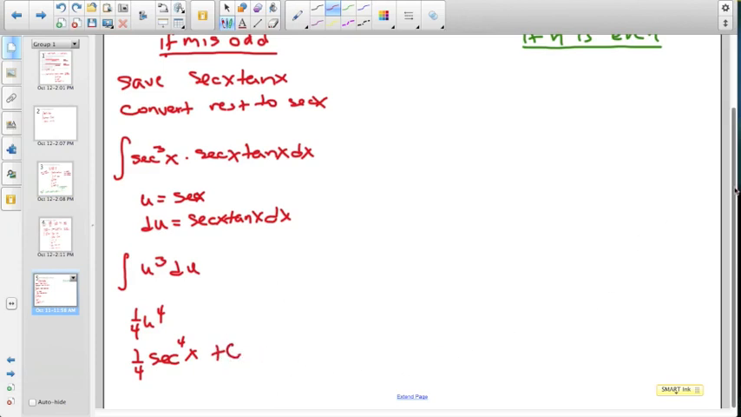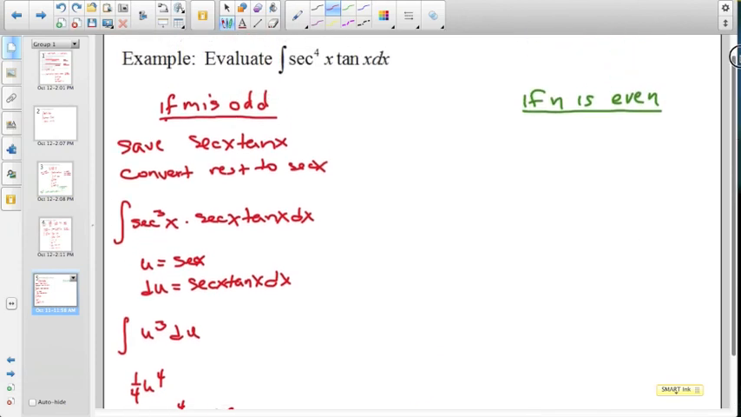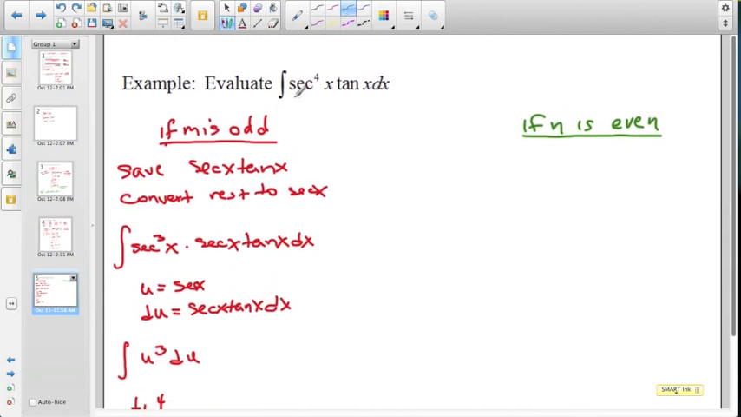Okay, and let's go and use the other rule, if n is even. So, like I mentioned, either rule applies, and so we should get equivalent expressions. So in this case, if n is even, and it is, n is 4, so we have n equal to 4 here. We're going to go ahead and save a secant squared, and then we're going to convert the rest to tangent.